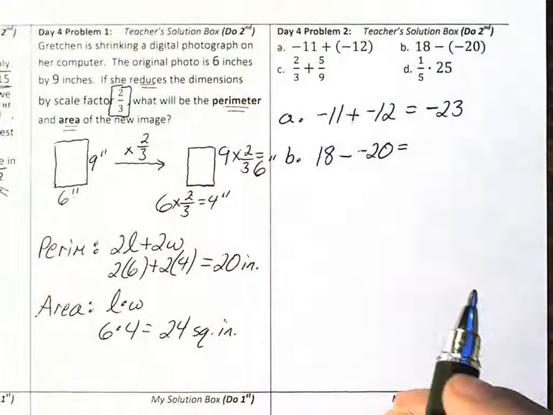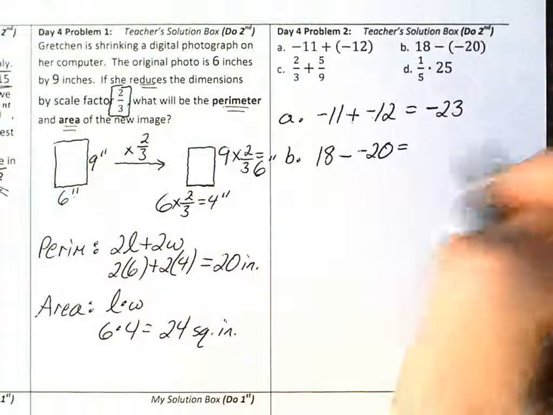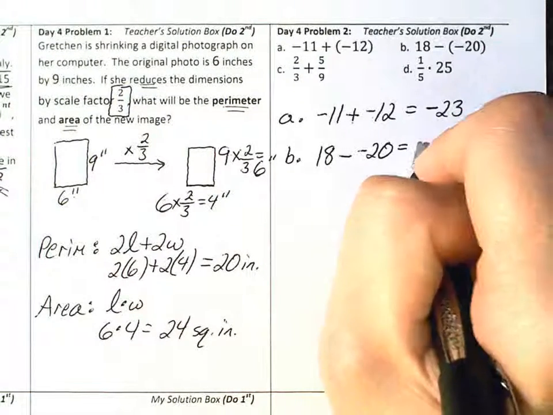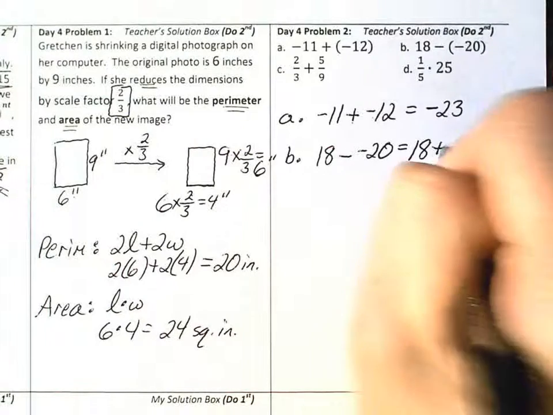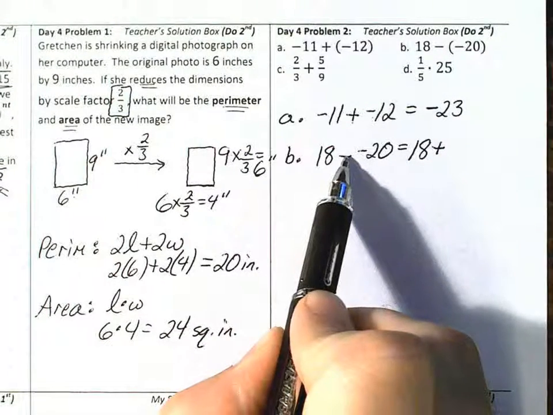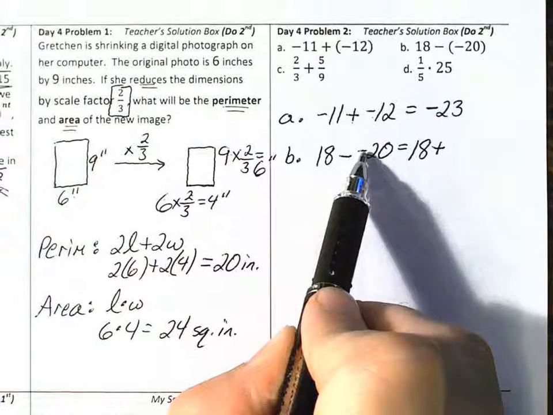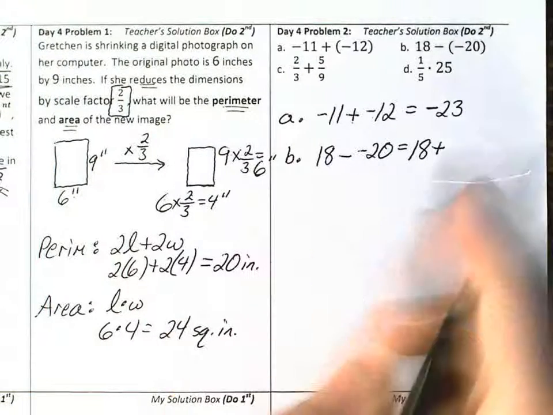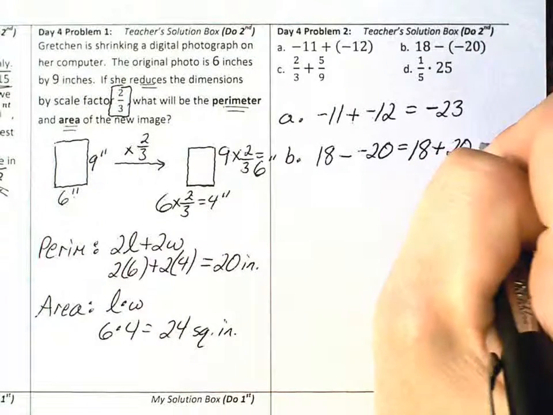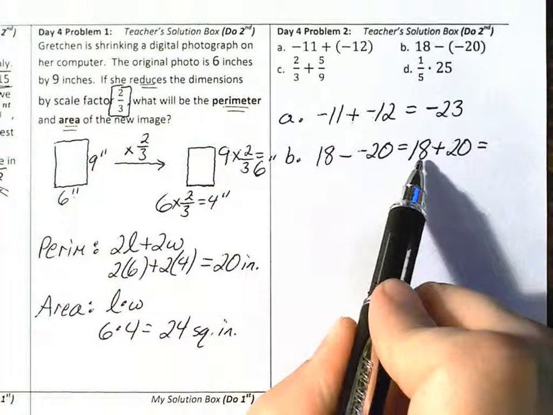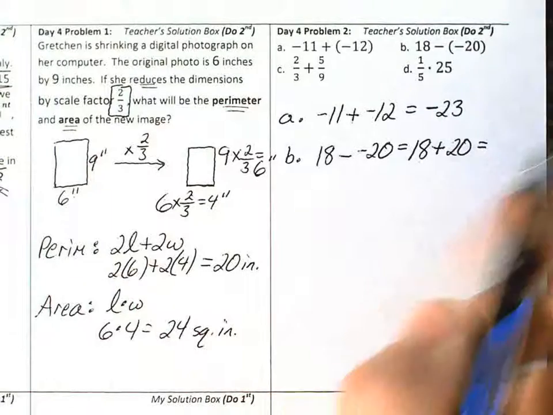Question B, 18 minus -20. One way to do subtraction problems is to change the subtraction into an adding problem. So 18 add, and then when that subtraction is changed to add, we compensate for that by changing the sign of this number. -20 becomes +20. And now do this math problem. 18 plus 20, that's 38.